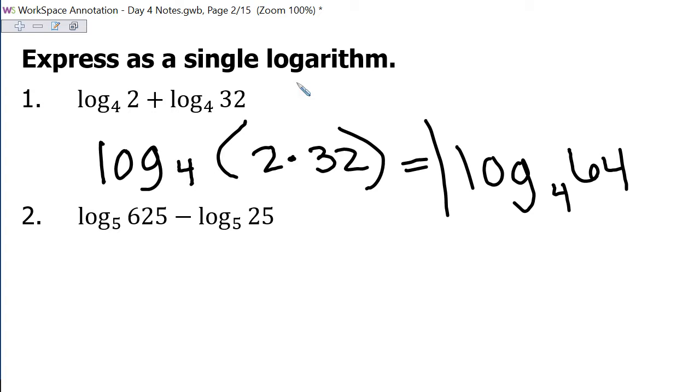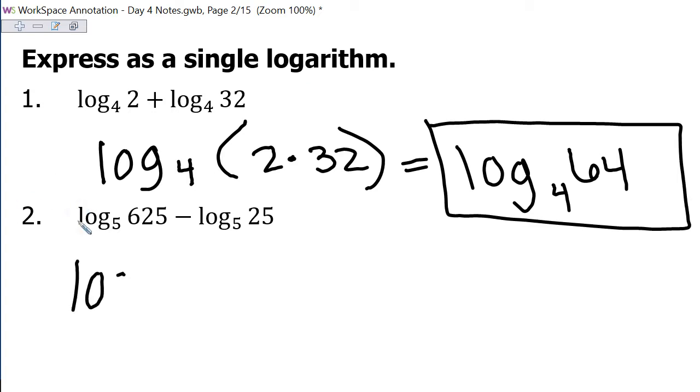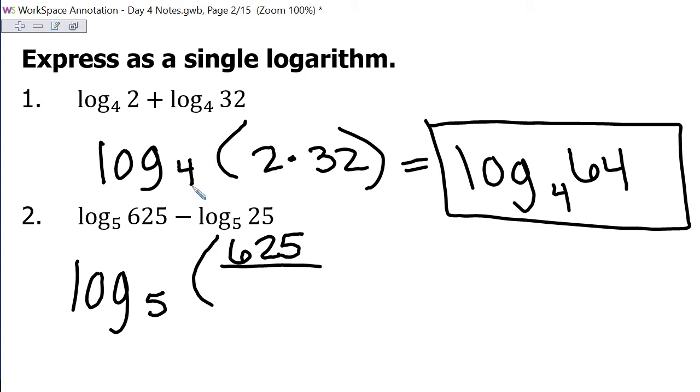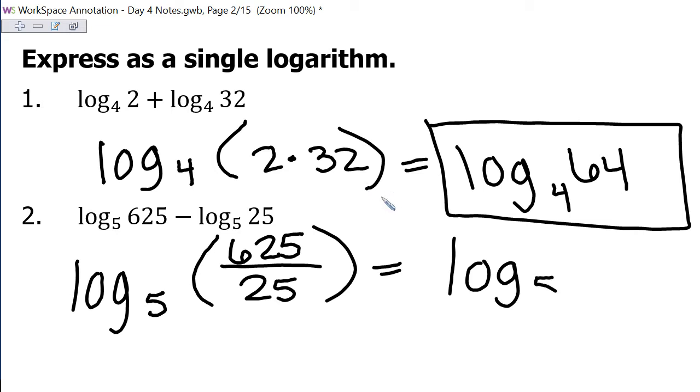Next one, number 2. Log base 5 of 625 minus log base 5 of 25. Now if I see subtraction, what do I change it to? Division. So I keep the common log, log base 5. And the 625 is first, so it has to be the top one. Whatever is first goes on top. Whatever is last goes on bottom. Does that simplify? Yes, make sure you simplify. What is 625 divided by 25? 25. So this is log base 5 of 25.